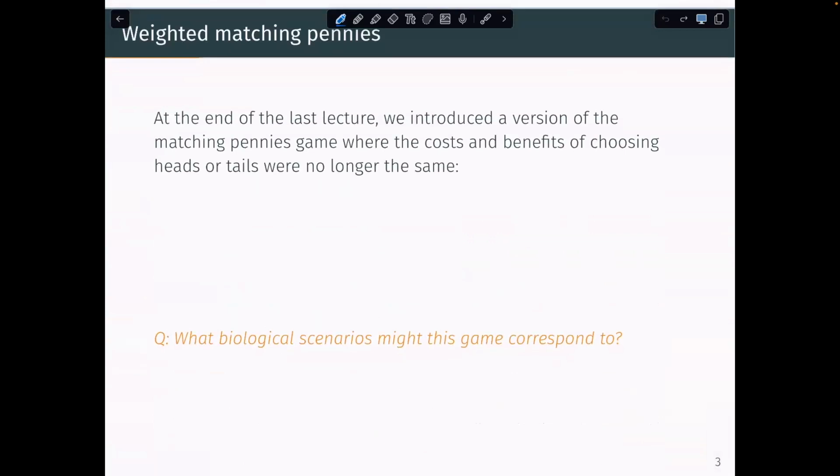Okay, so the first problem we're going to go through links back to the last lecture. If you remember, during the main part of the last lecture, we talked about the matching pennies game, which was a zero-sum game that was asymmetric. And then at the end of the lecture, we introduced a slightly different version, a weighted version. So the payoff table in that case looked like this. We had player 1 against player 2. This was originally set up as you versus your friend.